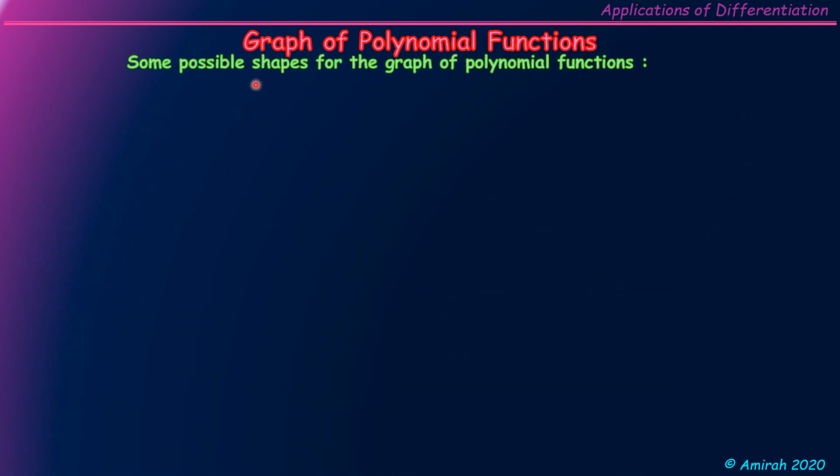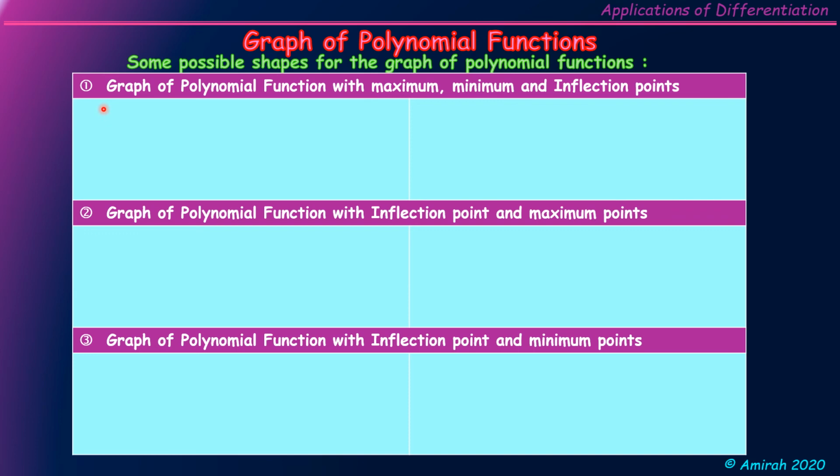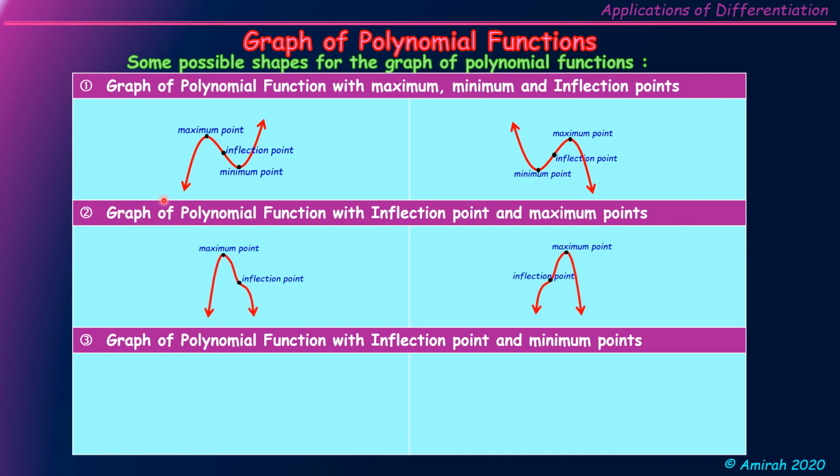Alright, here are some possible shapes for the graph of polynomial function. The first one is the graph of polynomial function with maximum, minimum, and inflection points. So this graph has maximum point, minimum point, and inflection point. The second one, the graph of polynomial function with inflection point and maximum point without minimum point. So these are the graphs.